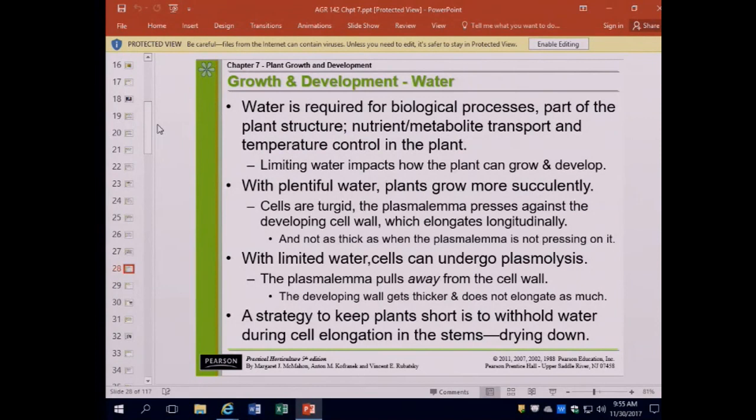So that's why when we're talking about feed sources that you had in your animal science class, you would talk about the dry weight. That would be the weight of the material without the water. There's huge differences in water weight in given plants. But when water is plentiful, plants will grow more succulently. When it's limited, they tend to grow a lot more slowly. Cell walls will be a lot thicker, and they don't elongate.